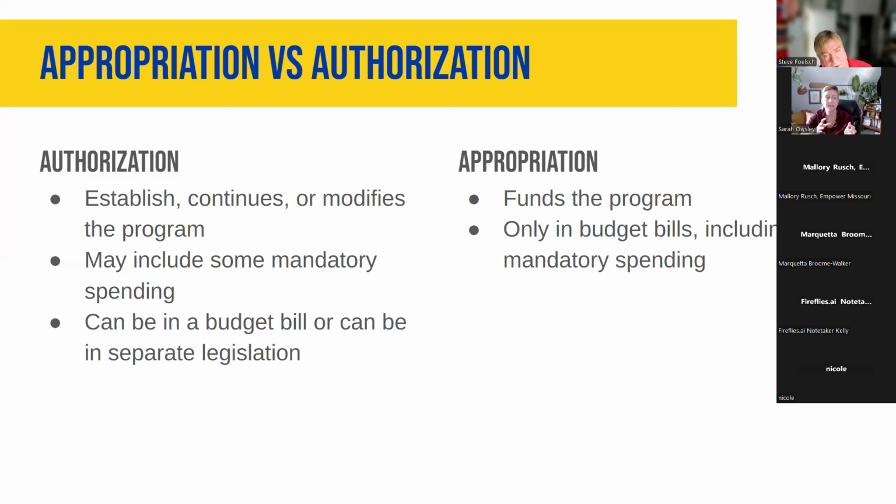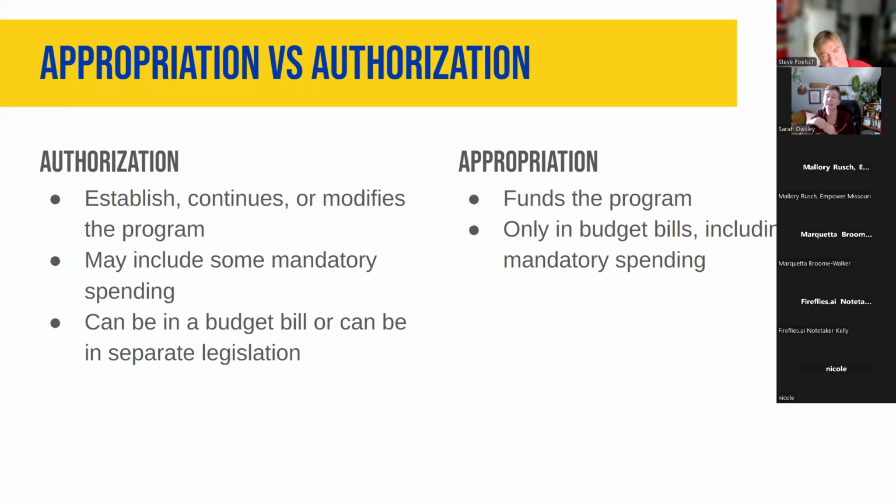Authorization is the process that establishes, continues, or modifies the program. It may include an amount of mandatory spending. It has to have this percentage. We have to serve this many whatevers, but not always. Sometimes authorization comes through the budget bill. Often it happens in separate legislation that authorizes that program.